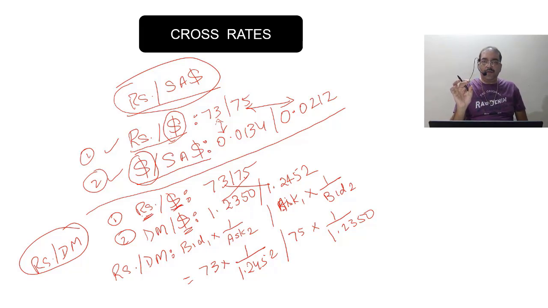Standard format of writing, European quote, direct quote, bid to ask format. These are the important things of foreign exchange. Once you know this, it is very simple to solve the problems. If you don't know this, you'll be struggling because you do not know how to write the formats. You write the wrong formats, you take the wrong figures, you get the wrong answer. Up till here it is clear.